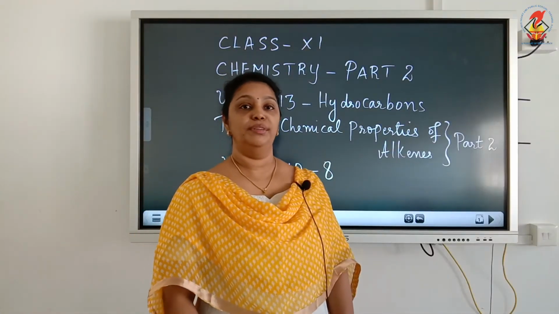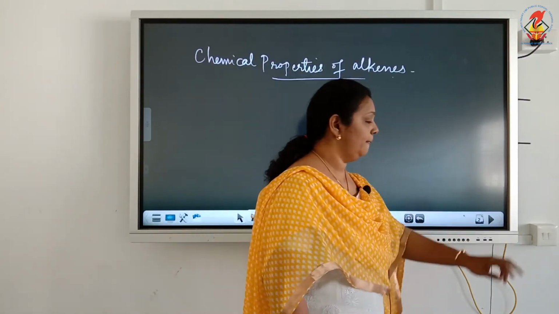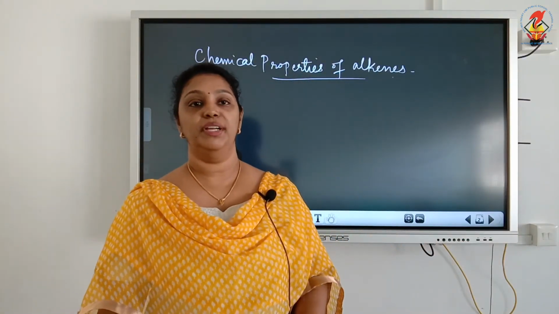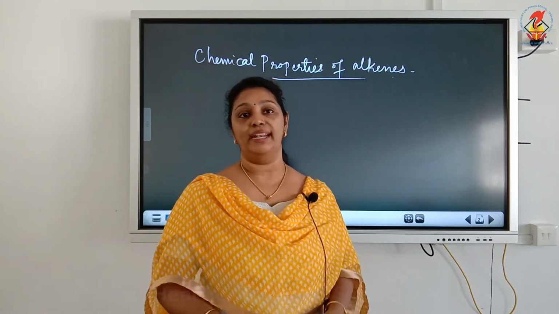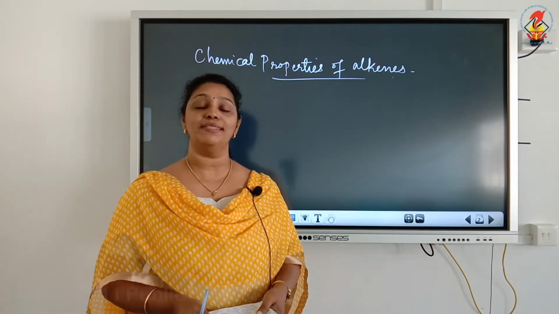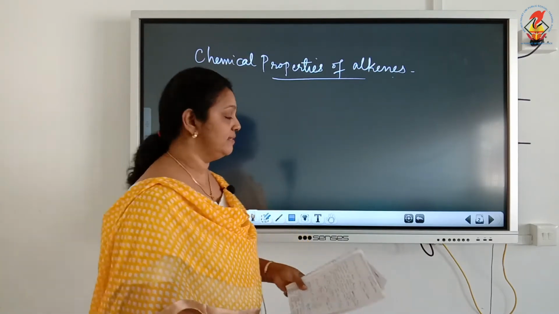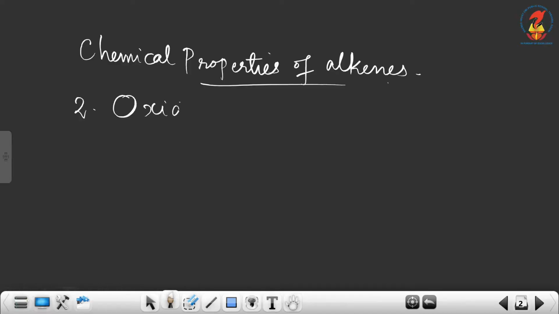In this video, we are going to see more chemical properties of alkenes. Here we are going to see the second chemical property. The first one was addition reaction of alkenes. Now, the second chemical property is oxidation of alkenes.